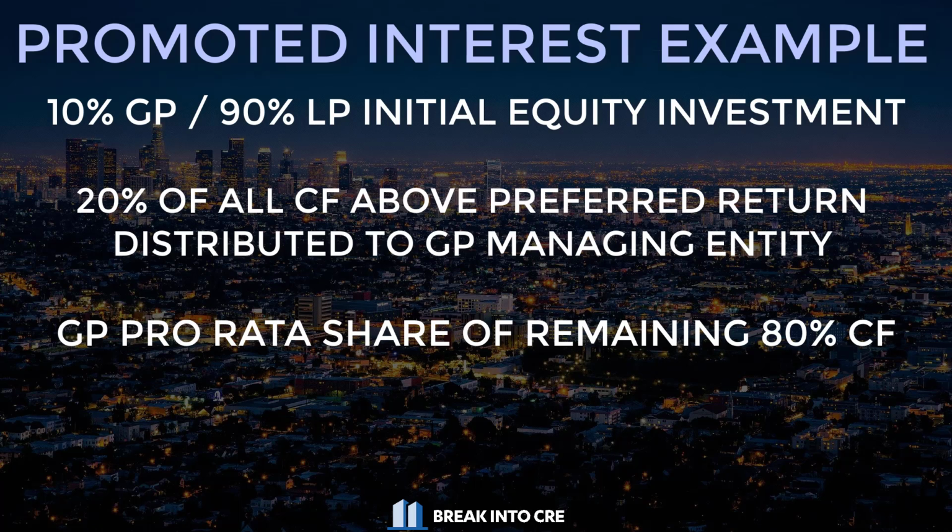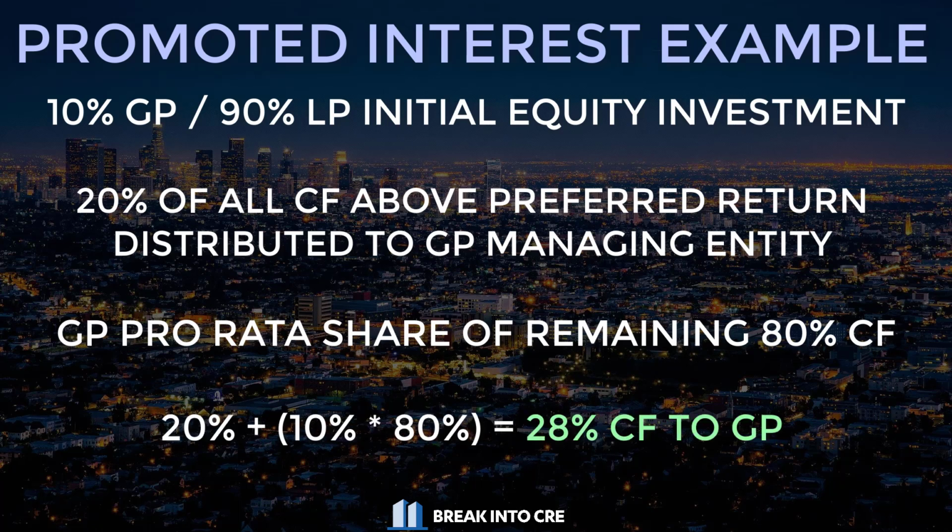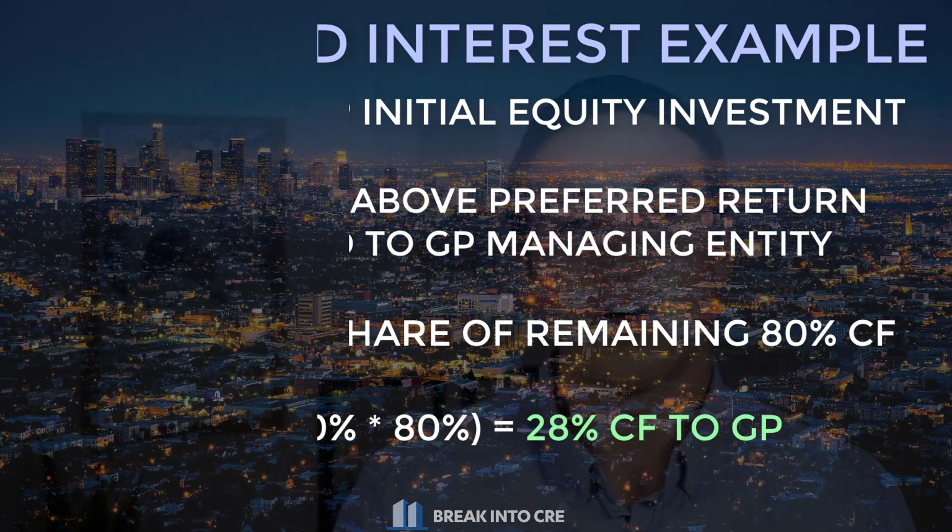And in this case, since the GP invested 10% of the overall equity into the deal in the first place, we can calculate the total cash flows owed to the GP over that preferred return by multiplying the remaining 80% of the cash flows by 10%, giving us 8%, and then adding that back to the 20% promoted interest value that was distributed to that GP in the first place. And although this is a slightly different way to get there, this gets us to that same 28% cash flow value going to the GP and 72% of the cash flows going to that LP.